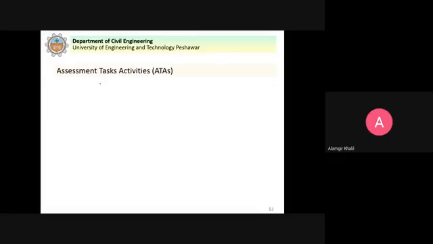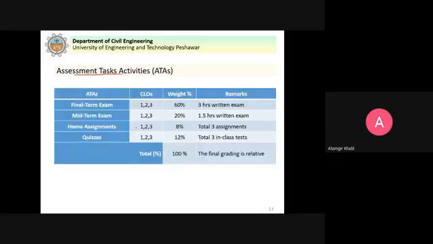Assessment task activities. So we will have home assignments and quizzes. That covers 20% of the 100% weightage.